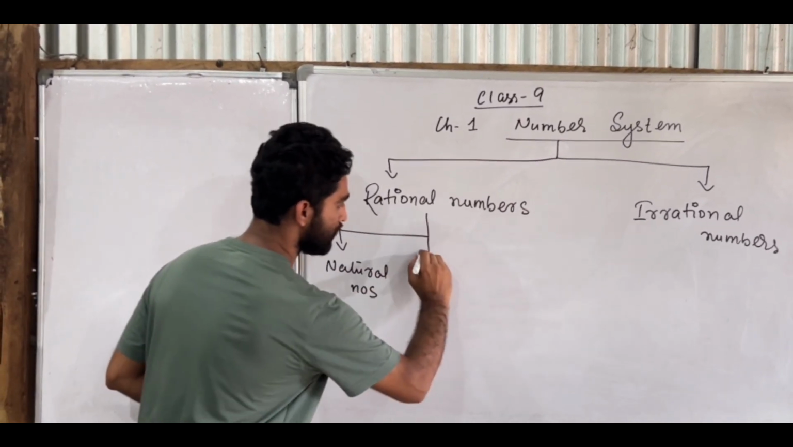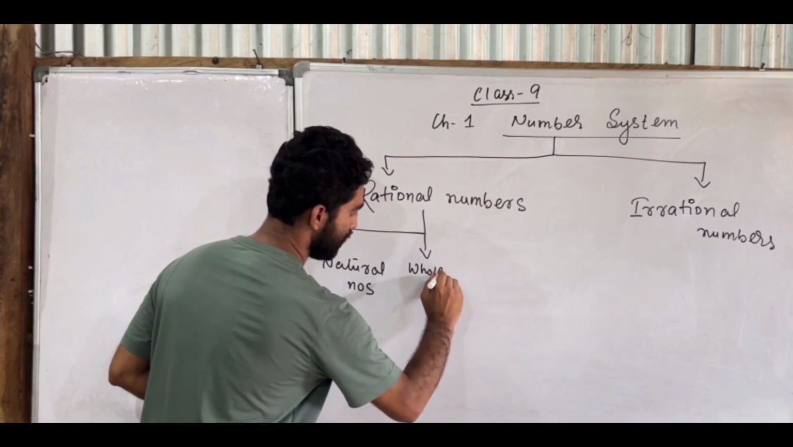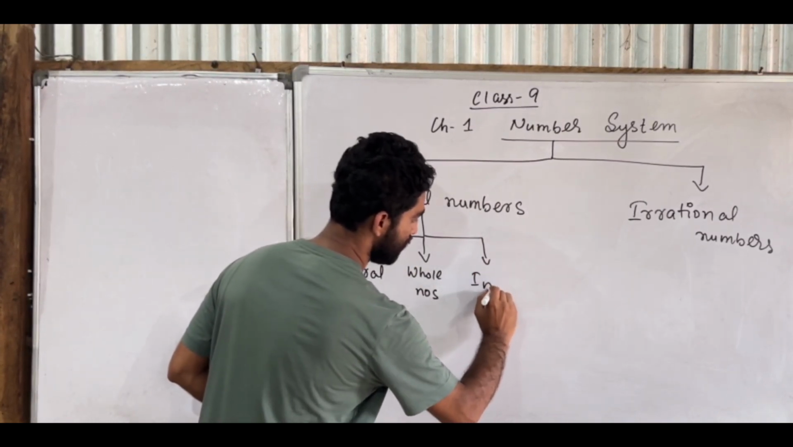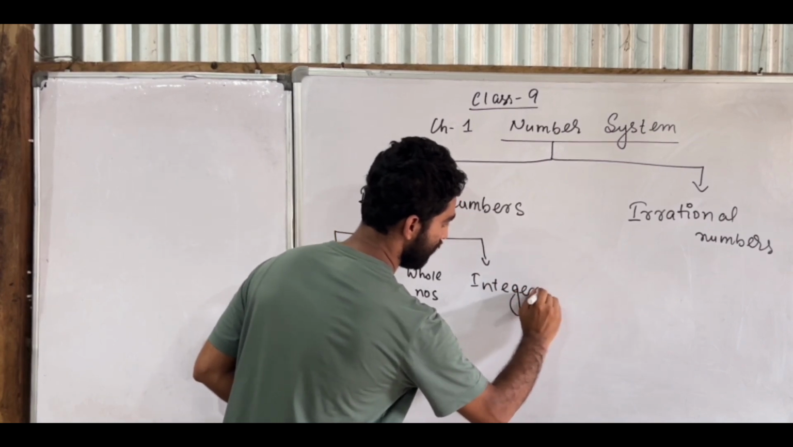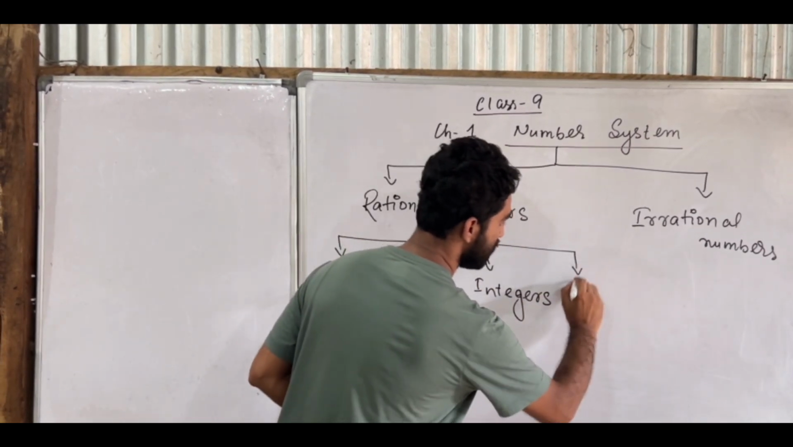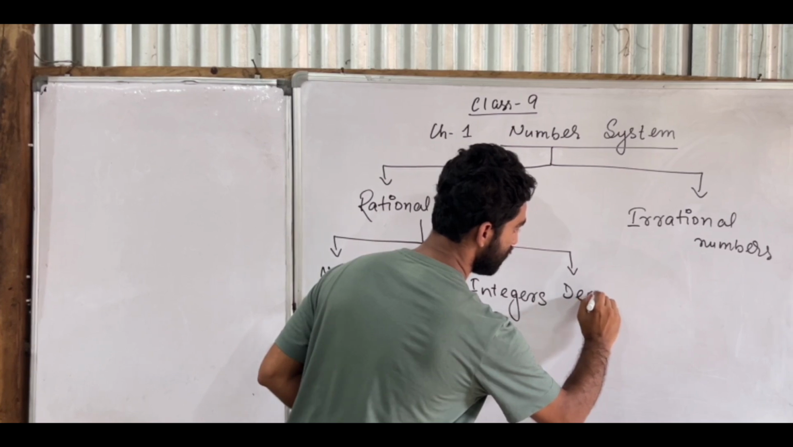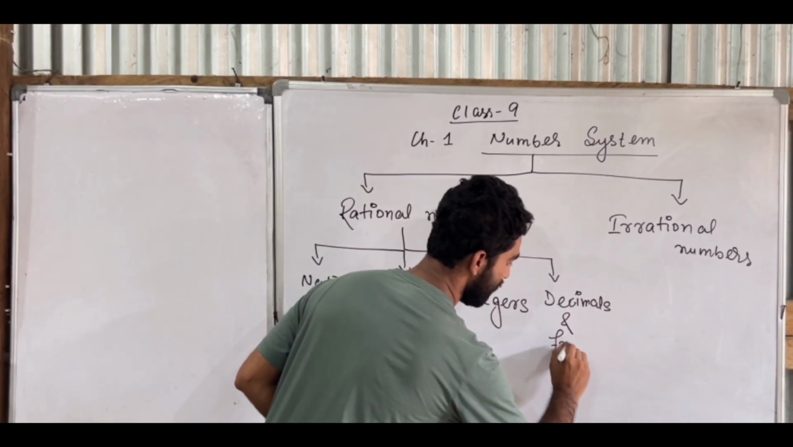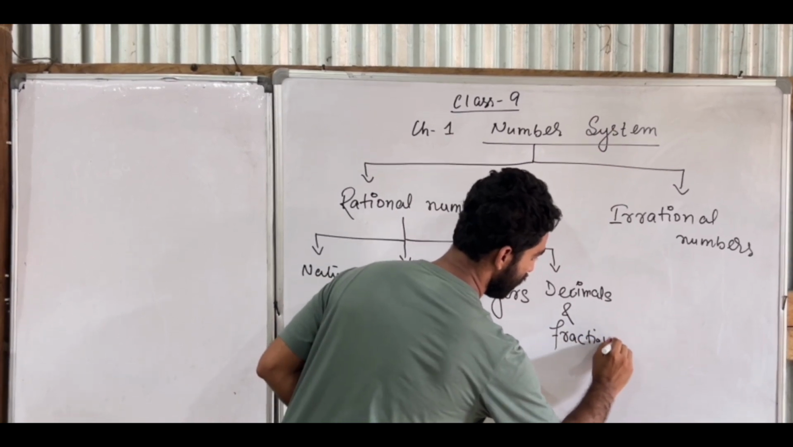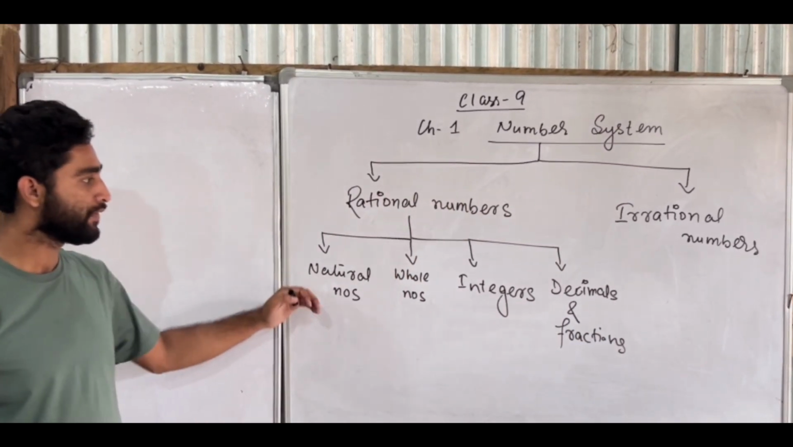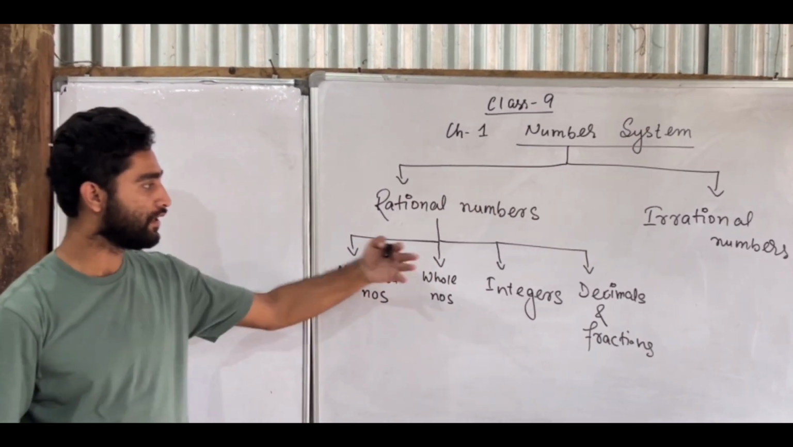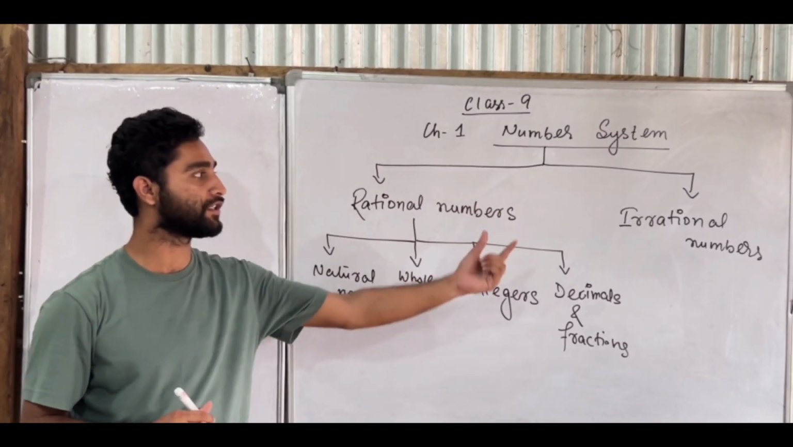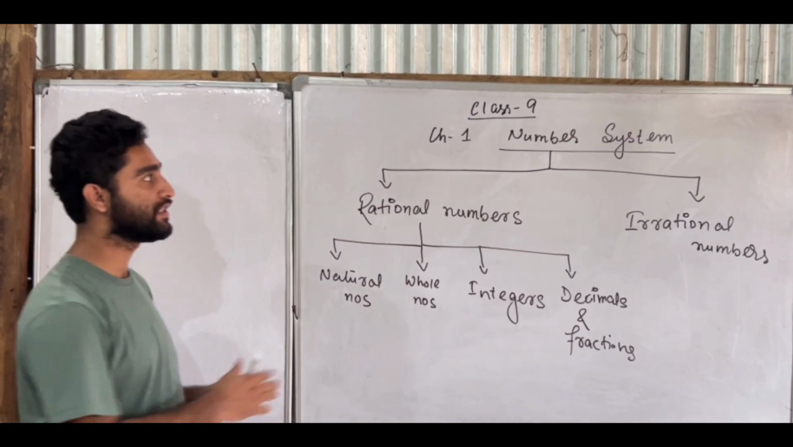natural numbers, whole numbers, integers, decimals and fractions. So we will discuss further what are natural numbers, whole numbers, integers, decimal, fraction, what are rational number, irrational number. So this is the main classification.